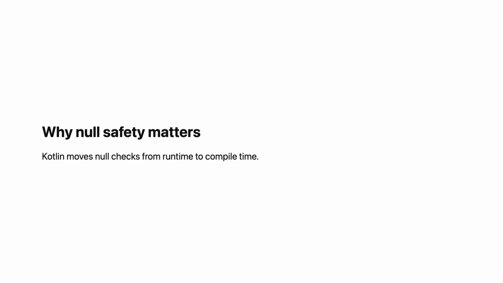The safe call operator calls a method only if the receiver is not null. name?.length. If name is not null, it returns its length. If name is null, it returns null. No crash, no explicit if check. The operator handles it. Safe calls chain.